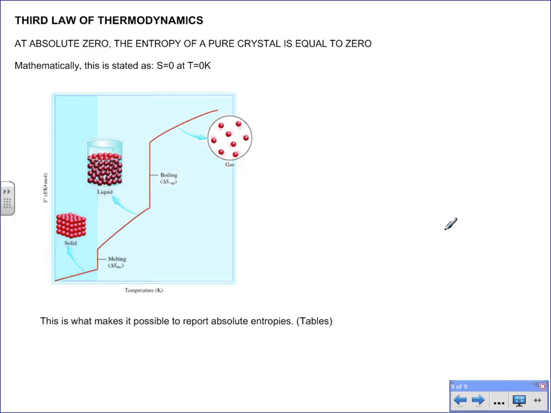Because what we can do is look at the change in entropy over a particular temperature. And so the change of anything is equal to its final minus its initial state. So if we want to look at a change in entropy from this temperature to this temperature, our initial entropy is going to be 0. So what that gives us is the absolute entropy.